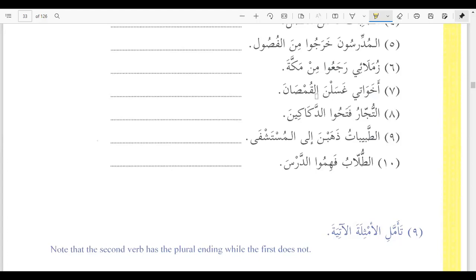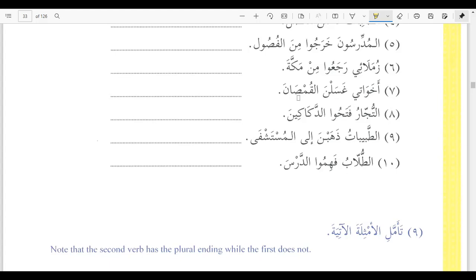Akhawati ghasalna al-qumsana. My sisters washed the dresses. Akhawati, my sisters. Sir, ghasalat akhawatil qumsana. Wasalat, wasala. Sir, ghasalat akhawatil qumsana. Okay, good. My sisters washed the dresses.